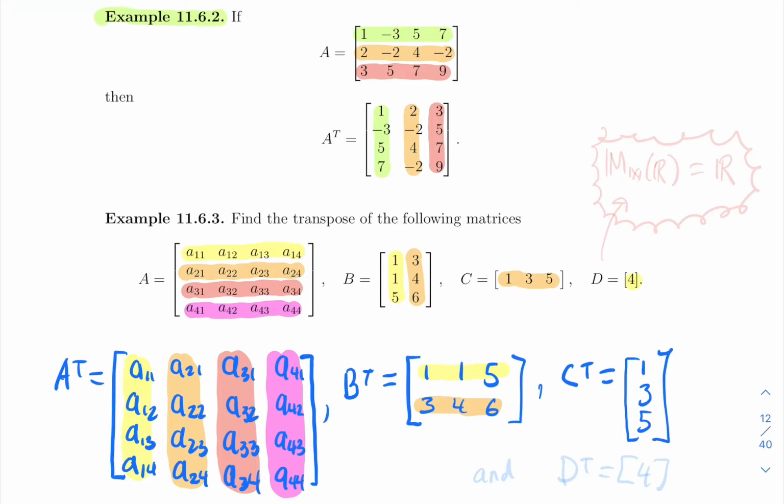So for D transpose, you're just getting 4 again. To some extent, and this is just a side note, you can think about 1-by-1 matrices. Just a small remark here, I'll write that remark in red. So just a small remark with this matrix here.